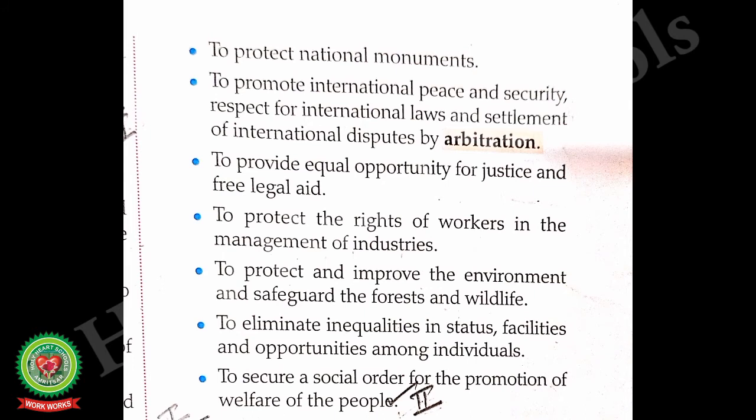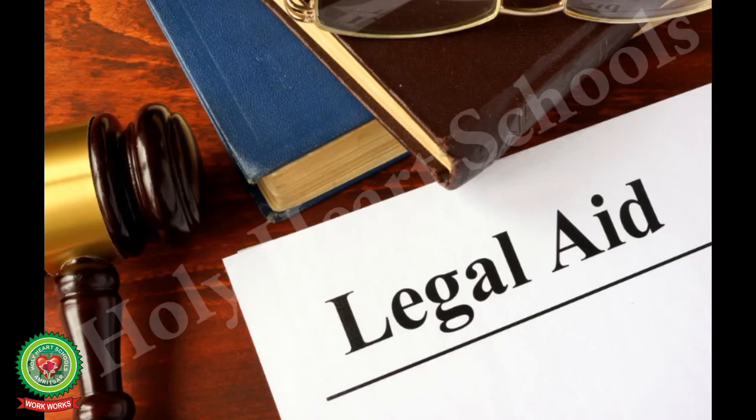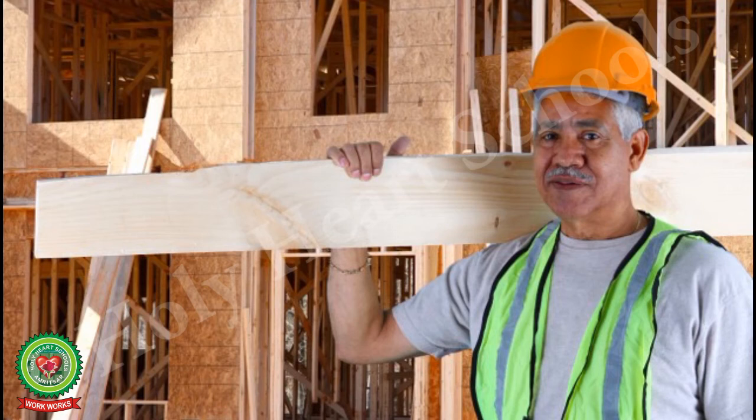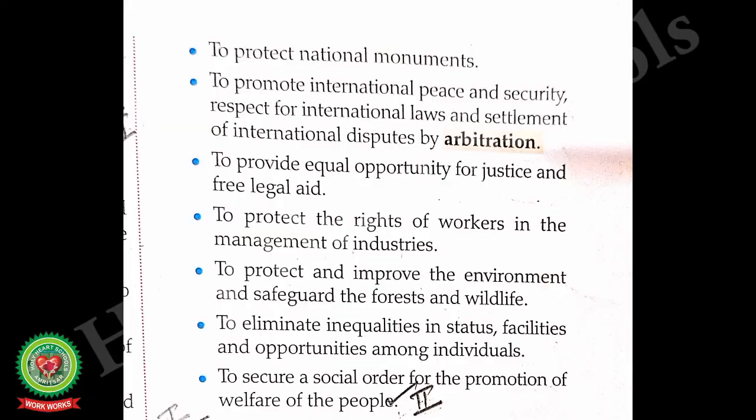Number 10, to provide equal opportunities for justice and free legal aid. Number 11, to protect the rights of workers in management of industries. Article 39A lays down that the state shall ensure that the operation of the legal system promotes justice on the basis of equal opportunity and shall provide free legal aid. Aid means help to ensure that opportunities for securing justice are not denied to any citizen.